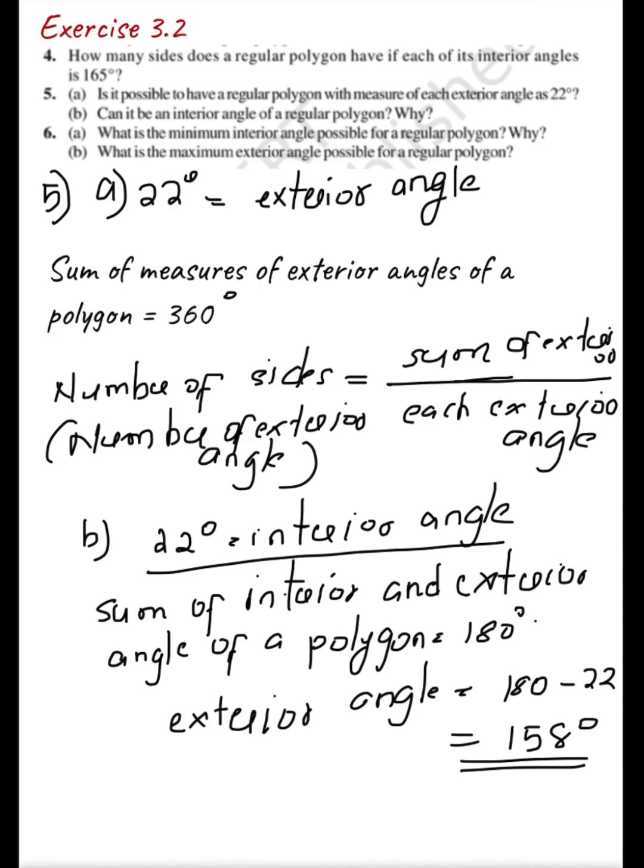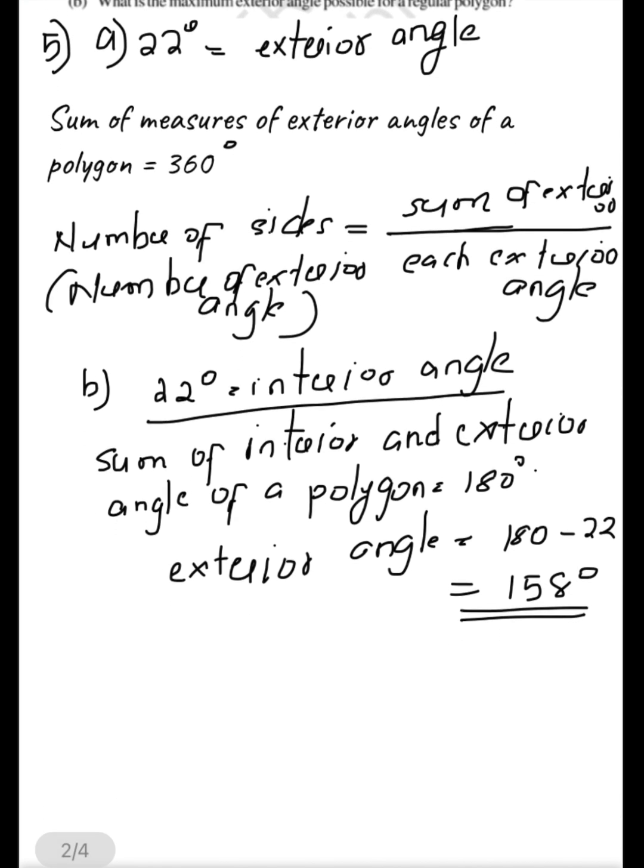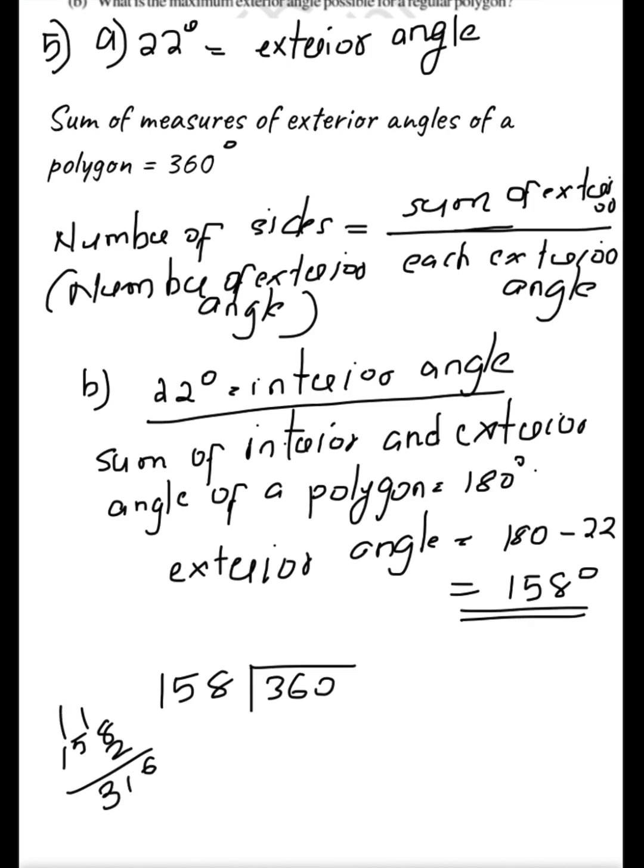Is it possible to have a regular polygon with exterior angle 158 degrees? Okay, so next you can do the same procedure as I have done in A, that is dividing 360 by 158. Okay, what is 158 into 2? 16, carry 1, 10, 11, carry 1, 3. So 158 into 2 is 316.